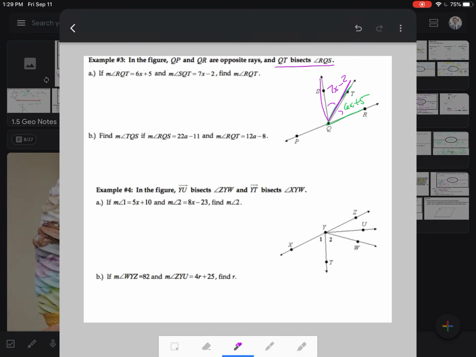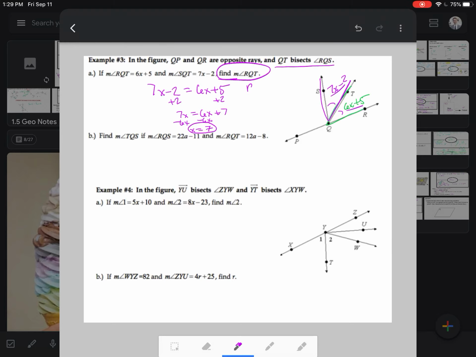So, let's go through. We would have 7x minus 2 equals 6x plus 5, because this degree measure and this degree measure have to be the same. They have to equal each other. So we just go through and do some algebra to solve. Add 2 to both sides, 7x equals 6x plus 7, subtract 6x, and we'll get x equals 7. Okay, so we have an answer for x, but they want us to find RQT.